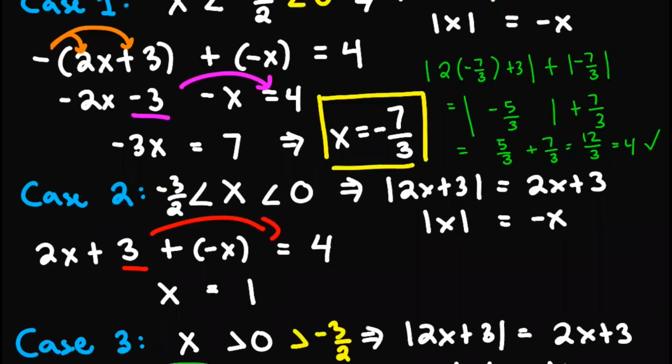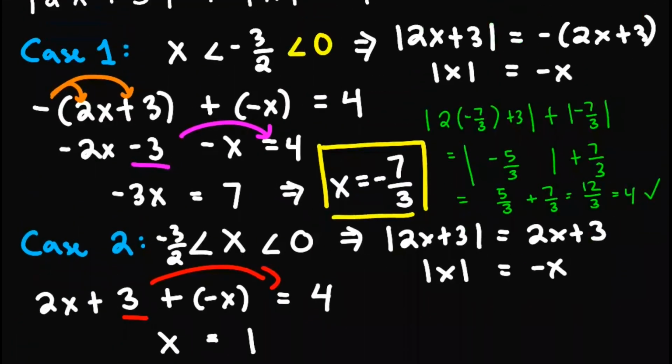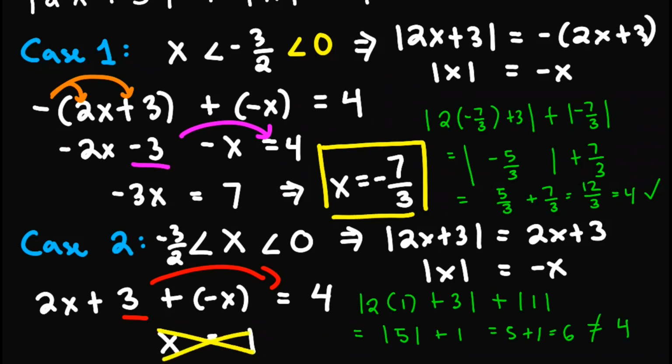For case 2, let's do this. We'll have here the absolute value of 2 times 1 plus 3 plus the absolute value of 1. And yep, this one will be equal to the absolute value of 5 plus 1, or 5 plus 1, which is 6, which is not equal to 4. So this solution out here is wrong, or not valid in our equation.